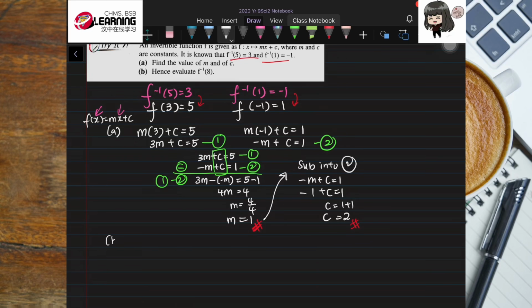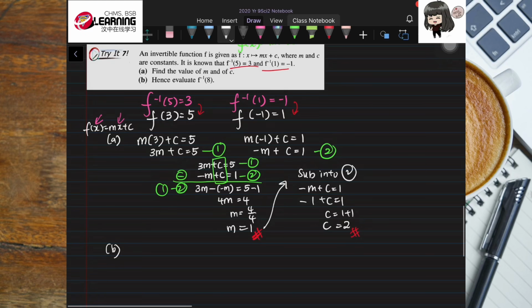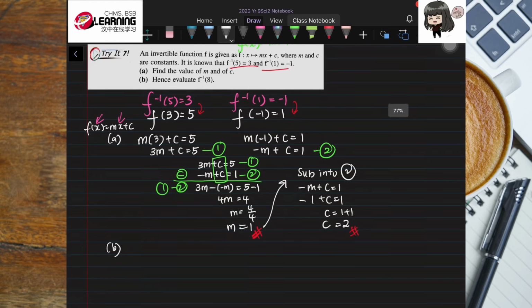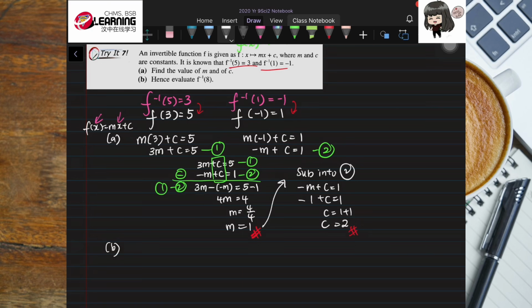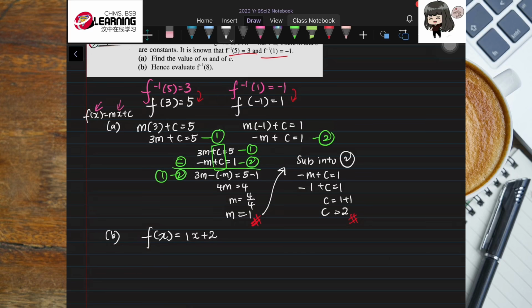Alright, part B. Hence, evaluate f inverse. Okay, now we have to find out what the function f is first, because since we already found our m and c, we sub them back. So f of x equals, your m is 1, x plus c is 2, which is x plus 2. Basically, you don't need to write the 1 in front of the x. Okay, so your f of x is x plus 2, right?